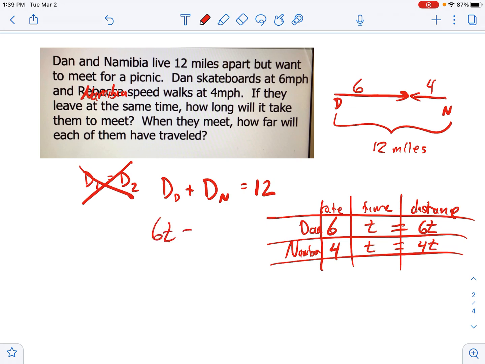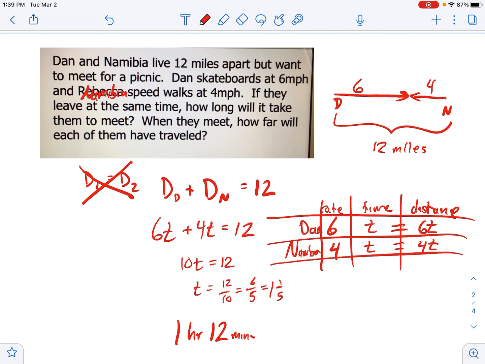So 6T plus 4T should equal 12. So they travel a total of 10 times T miles. So T is 12 tenths, or 1.2, or 6 fifths, or 1 1/5. Now it's hours. It doesn't make sense to say 1 1/5 hour. I do know that it is an hour and 12 minutes, because 12 times 5 makes 60. So that's how long it takes them to meet, because they both leave at the same time.